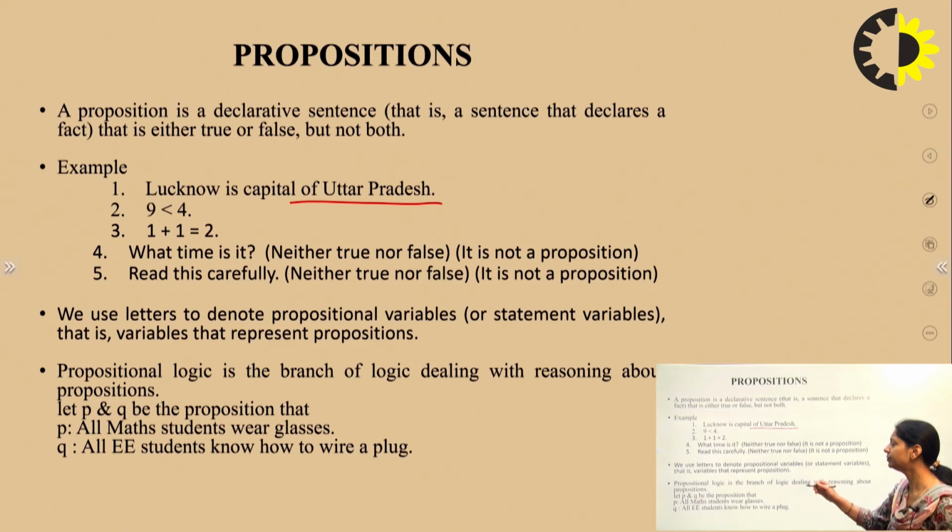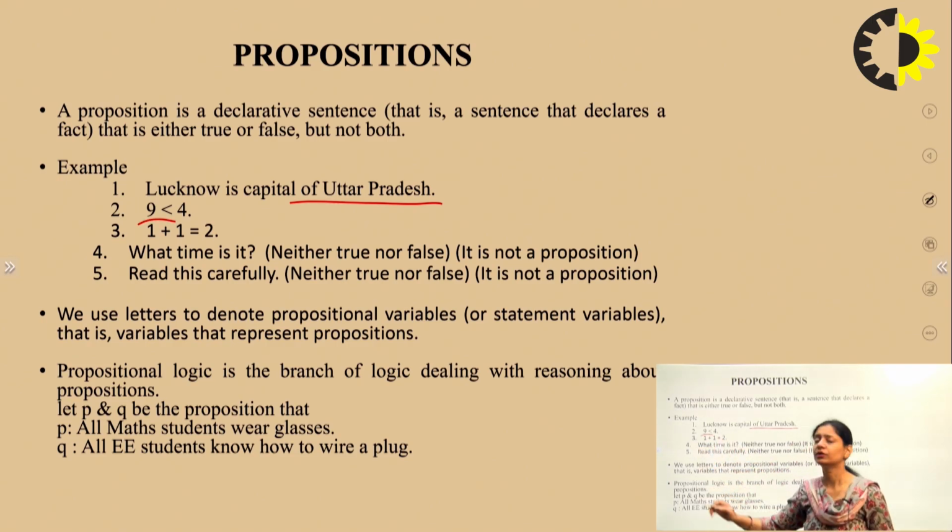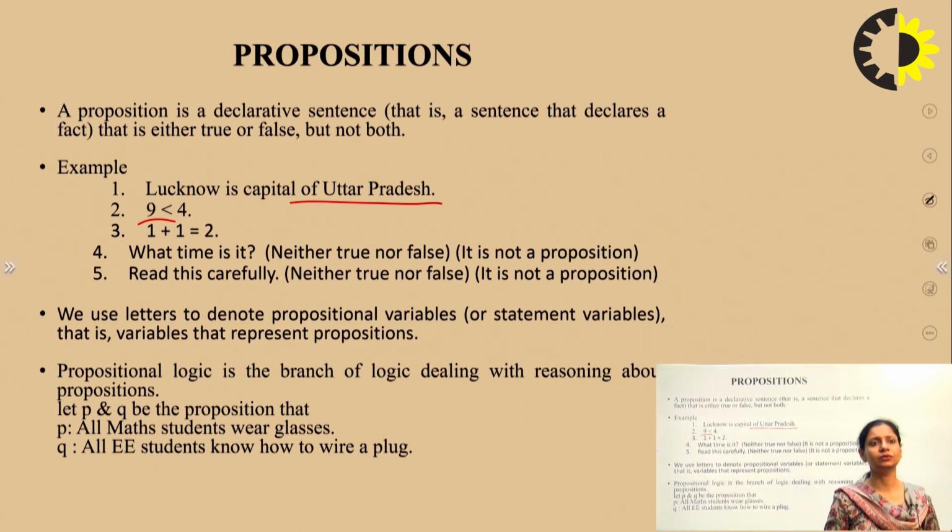The second example that we have is 9 less than 4. So this again would be either true or false, but not both. In this case, it is false. Next, 1 plus 1 is equal to 2. This is again true. That means if it is true, it cannot be false. So these kinds of examples talk about the proposition.